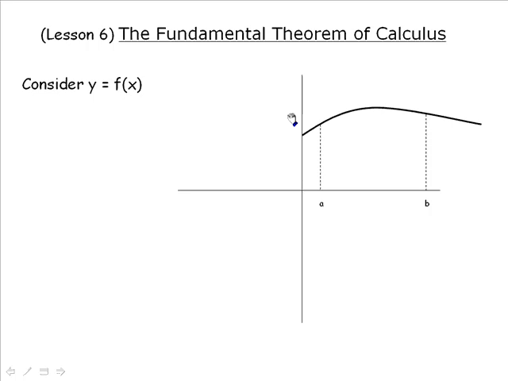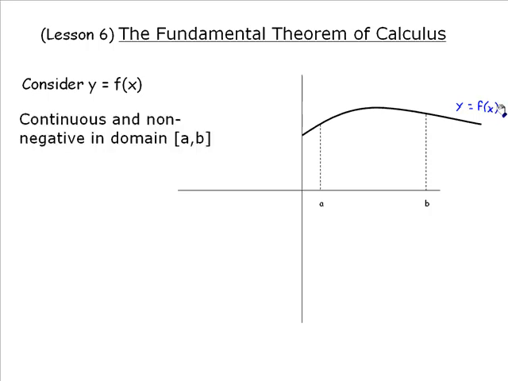just like this, here's our curve, and we have within a specific interval, a to b, we consider that this is going to be continuous and non-negative in this domain from a to b. The non-negative issue isn't really a big deal, but it does make things a little simpler for us right now. We're trying to make sense of this whole thing.